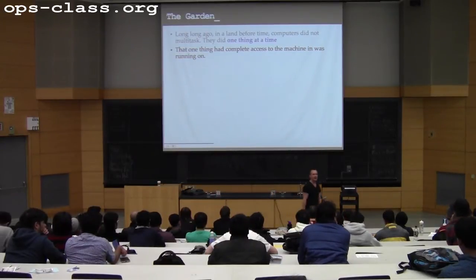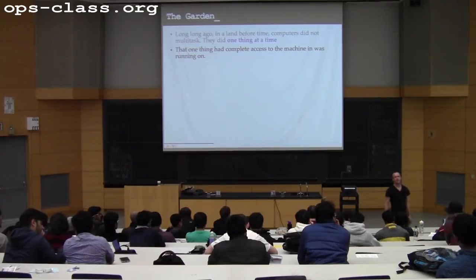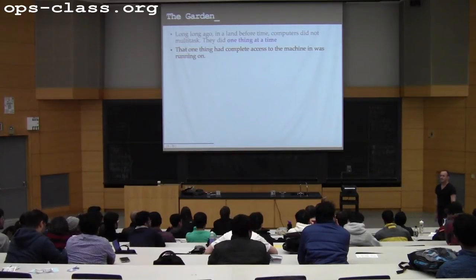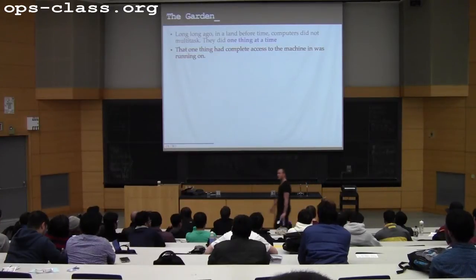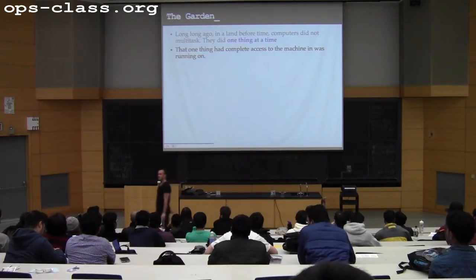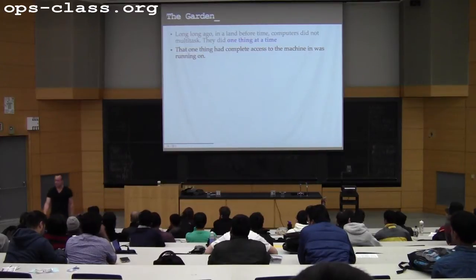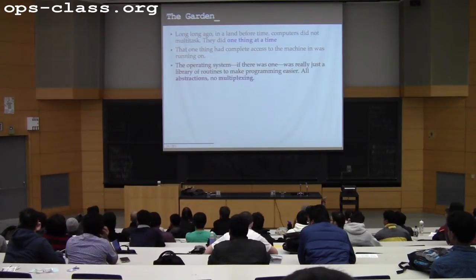So if you look at these tiny operating systems, they're frequently just big libraries for doing useful things with the device, but you don't need to multiplex at all. So for a long time, when computers were like this, there was really no need for an operating system, and there was really no need to multiplex resources in particular.